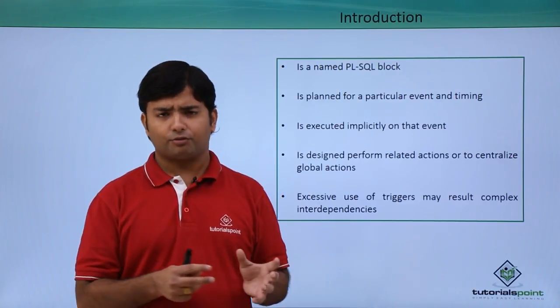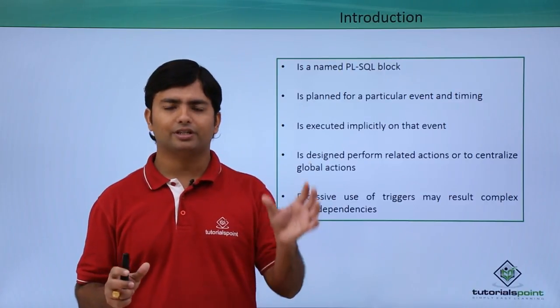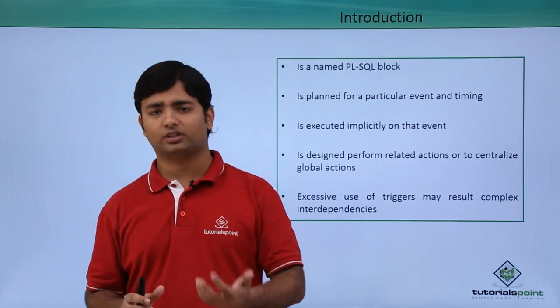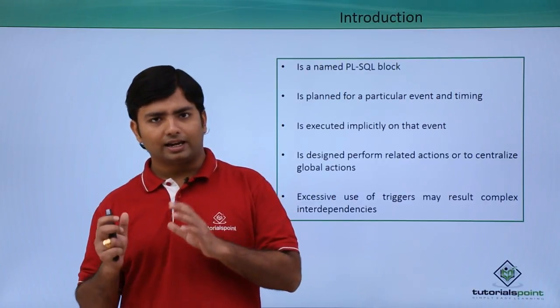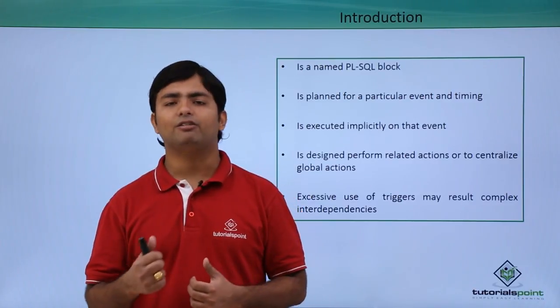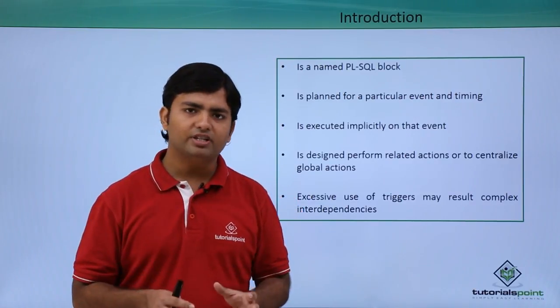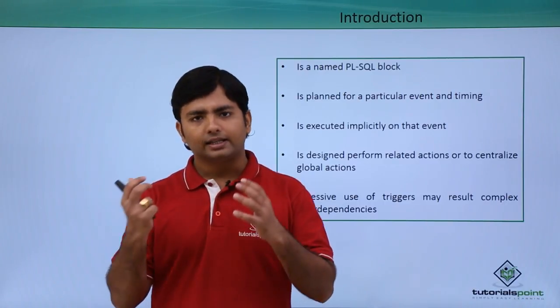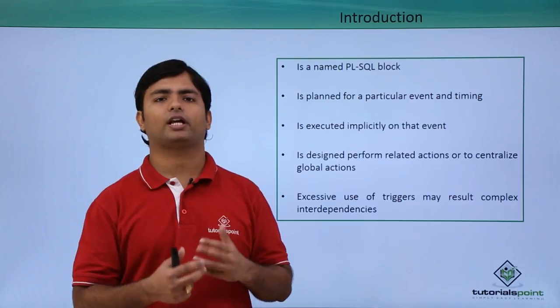And the difference between a procedure and a function is that a procedure doesn't return anything, while a function returns a single value using the return keyword. Likewise, the trigger also doesn't return any value. But the difference is you have to explicitly invoke the procedure, while the trigger is invoked implicitly.